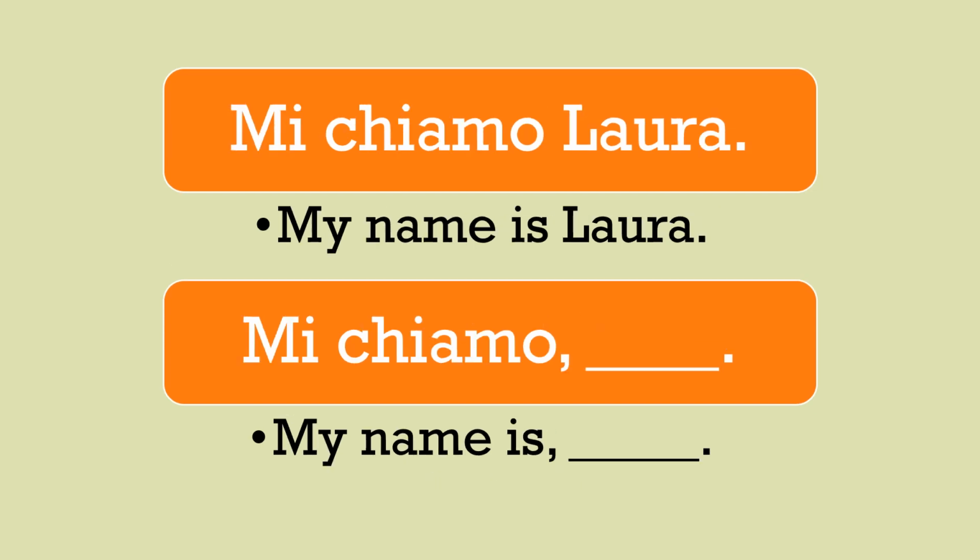So when somebody asks you, come ti chiami, you should respond, mi chiamo, and then your name. For example, I would respond, mi chiamo Laura. My name is Laura. Mi chiamo Laura. You should try it, of course, with your own name. Mi chiamo.